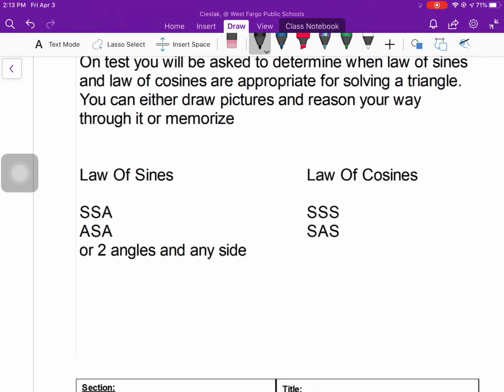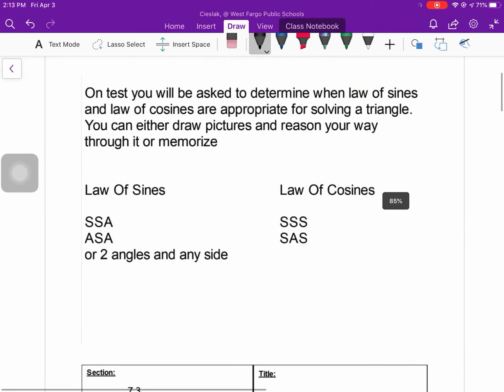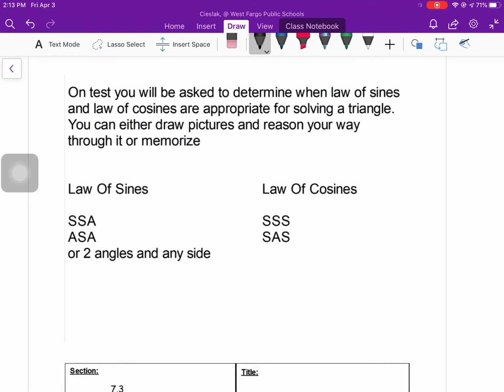Alrighty, let's take some notes on 7.3. So our first two sections of this chapter have been on law of sines. First it was just straight up law of sines and then the ambiguous case. Today we learned law of cosines.